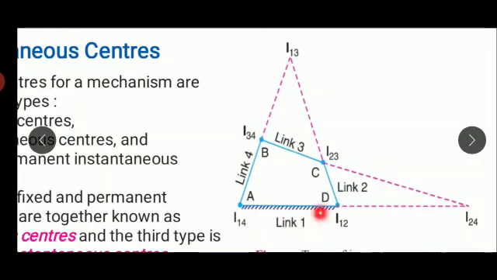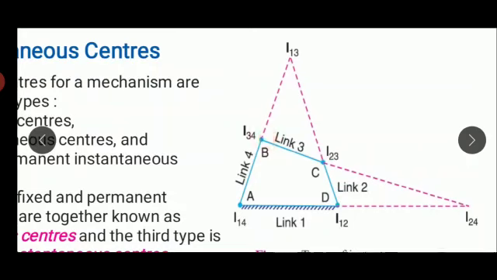The instantaneous center between link 1 and link 2, which is joined here, is I12, and I12 is a fixed instantaneous center. The instantaneous center between link 1 and link 4, which is I14, also is a fixed instantaneous center. Next, we have the instantaneous centers between link 2 and link 3, and link 3 and link 4. The instantaneous center between link 2 and link 3 is I23, and between link 3 and link 4 is I34.